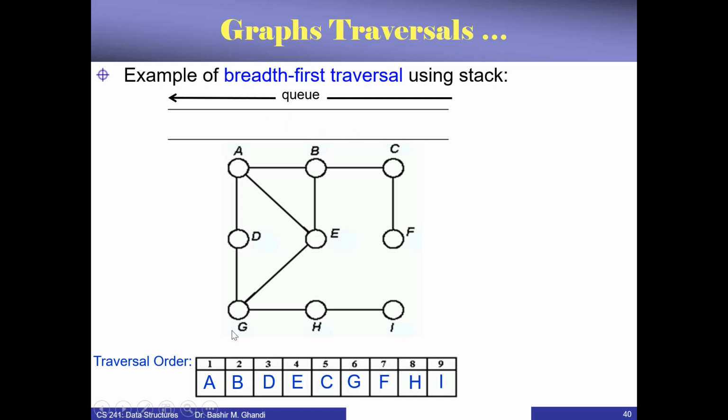So this is how to do breadth first traversal of a graph using a queue. It is really level by level. If you consider this as the root of your tree, then this followed by the immediate children, followed by this C and G, followed by F and H, followed by I. I hope this explains it.